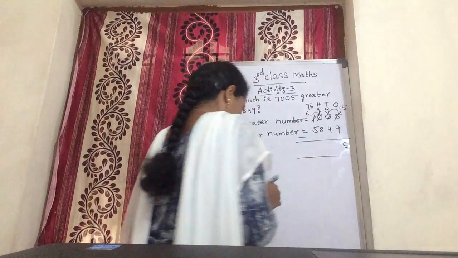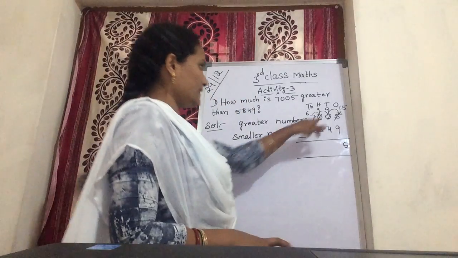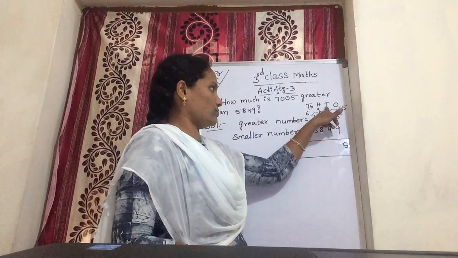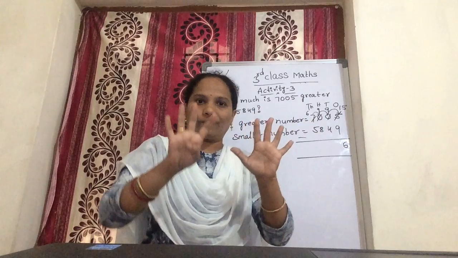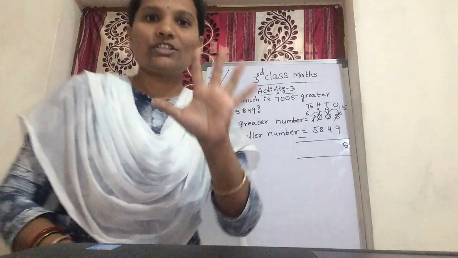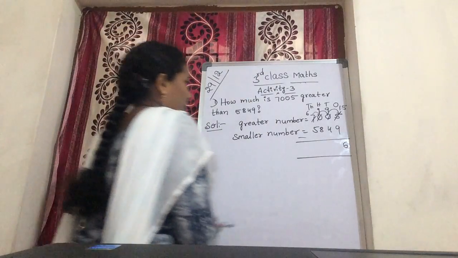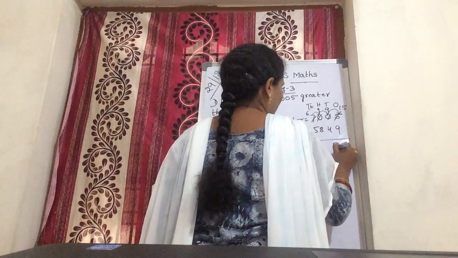Now same again. Here 9 is there. 9 minus 4. First you are taking 9 fingers. So you are removing how much, Amma? 4. 4 fingers you are removing. 1, 2, 3, 4. So still here how many fingers are there? 5 fingers. What is your answer? 5. Write in tens. 5.